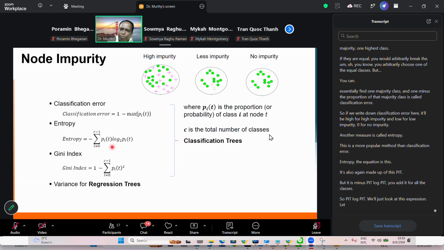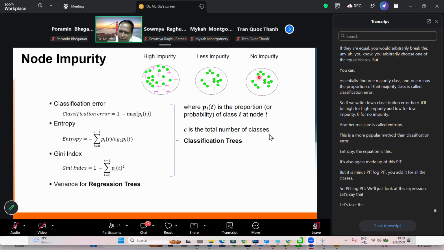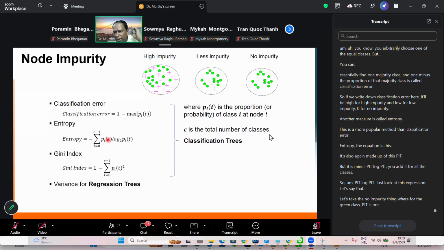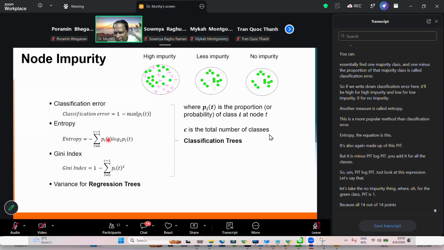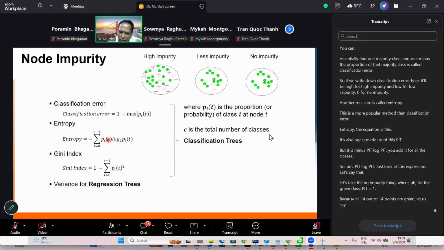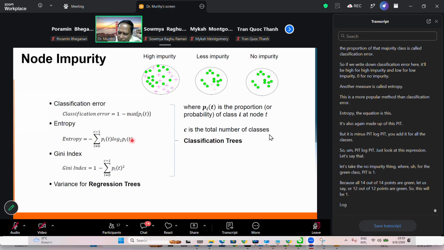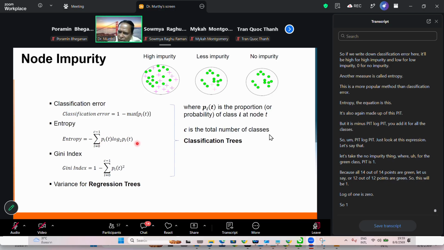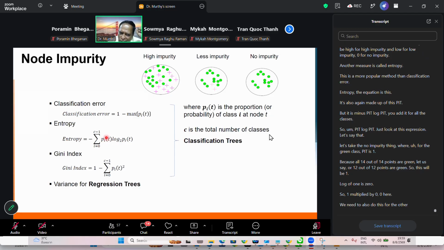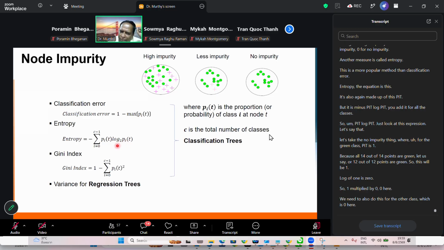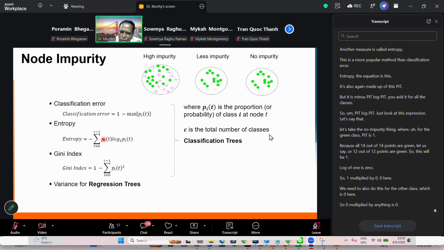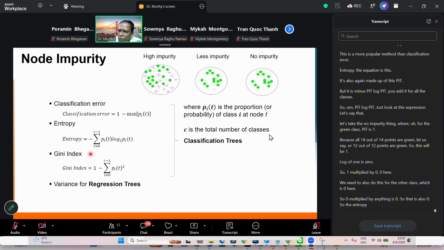Let's take the no impurity case, where for the green class, PIT is 1, because all 14 out of 14 points are green, let us say, or 12 out of 12 points are green. So this will be 1. Log of 1 is 0. So 1 multiplied by 0 is 0 here. We need to also do this for the other class, which is 0 here. So 0 multiplied by anything is 0. So that is also 0. So the entropy will be 0 for the no impurity case.